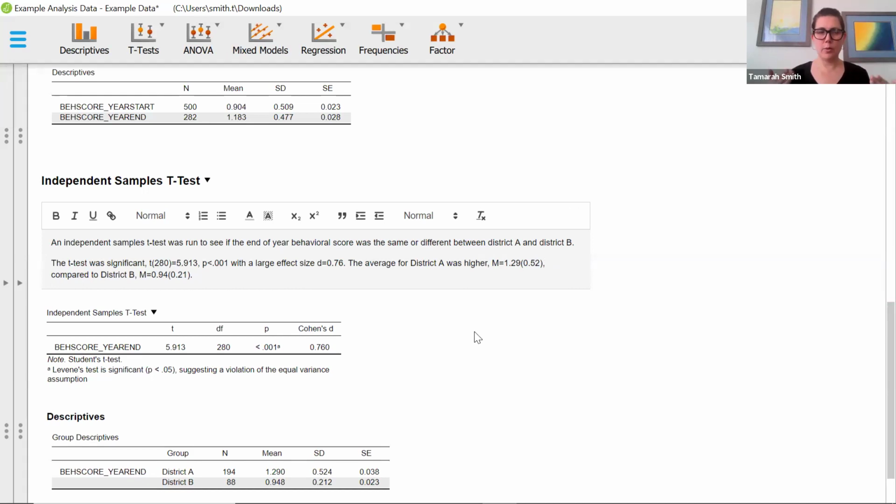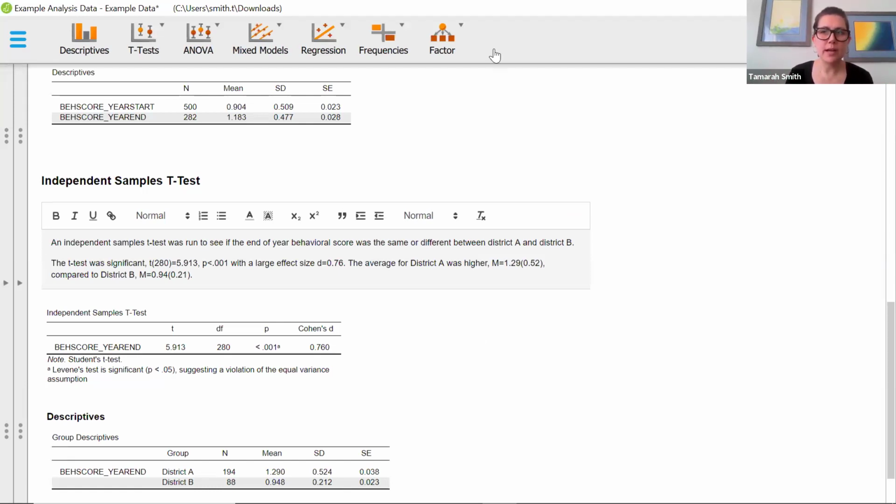Feeling repetitive, I hope. This is going to be consistent throughout all of the tests that you do, right? What did you do? Why did you do it? What did you find in terms of the statistics? And then what does that mean when we talk about average scores or percentages in groups or whatever it is that the context is you're looking at? All right, so there we have it.